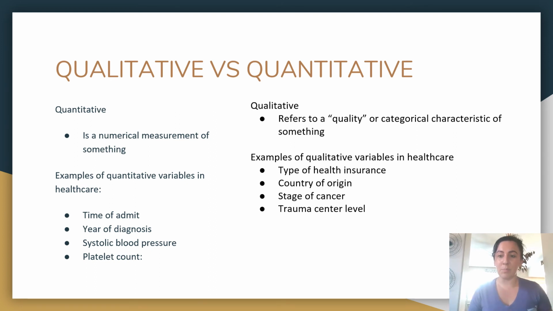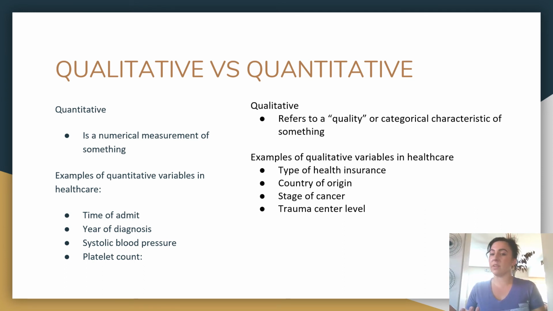Then there's systolic blood pressure. I don't know if you guys have taken anatomy, but you can Google that. It's not important for this class. You don't need to know. And then there's platelet count. These are all different examples of quantitative variables in healthcare because you can put a numerical value on them. Now, a qualitative variable is something that refers to a quality or categorical characteristic of something. So you're assigning quality to it, not quantity.